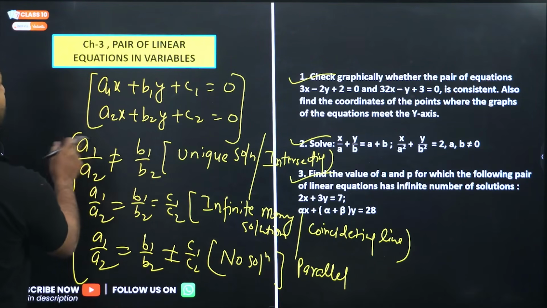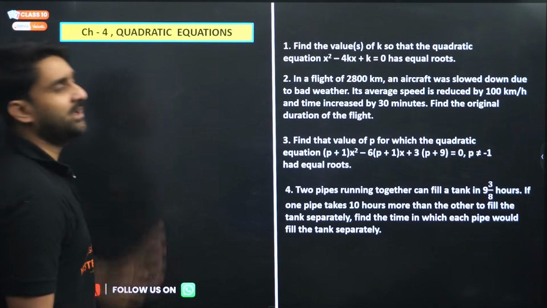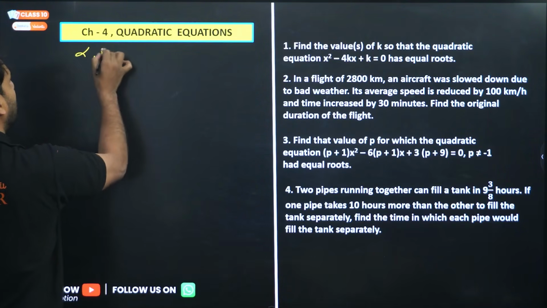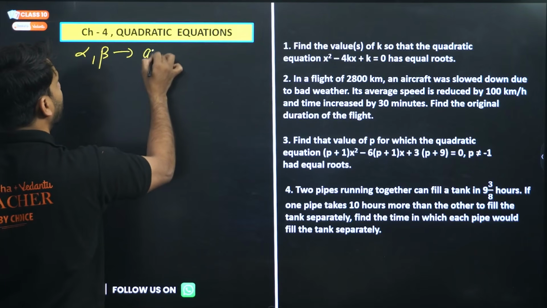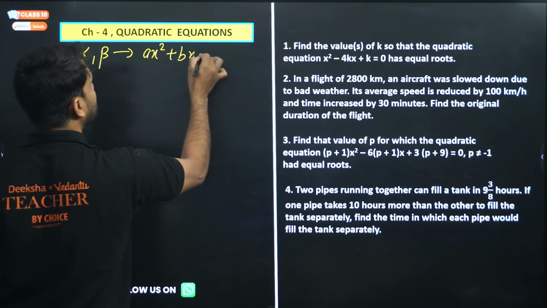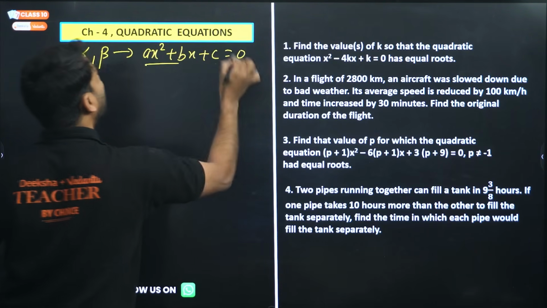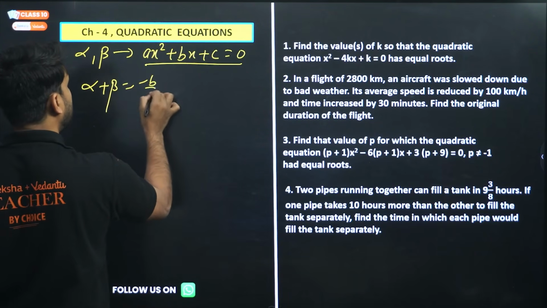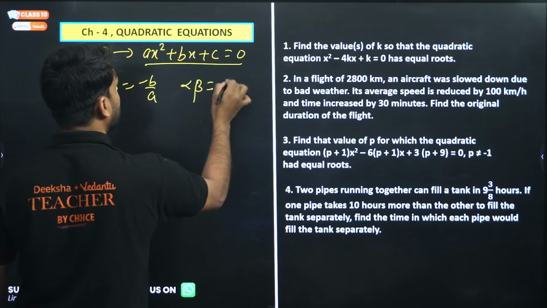Okay, now moving to chapter number 4, quadratic equations. So in quadratic equations, my dear, yes, if alpha and beta are the roots of this quadratic equation, ax square plus bx plus c equals to 0, any quadratic equation, then the sum of roots is equal to minus b by a, and the product of roots is equal to c by a.